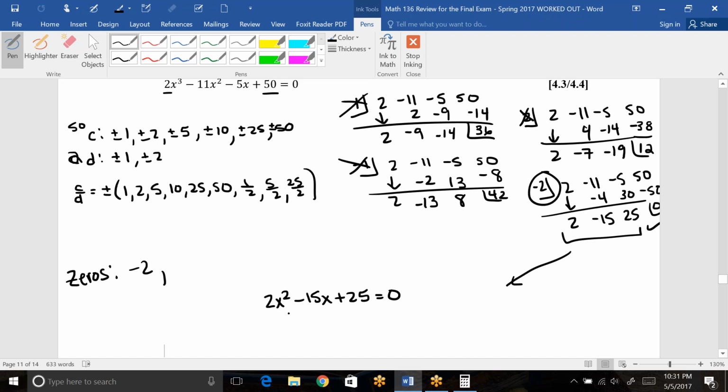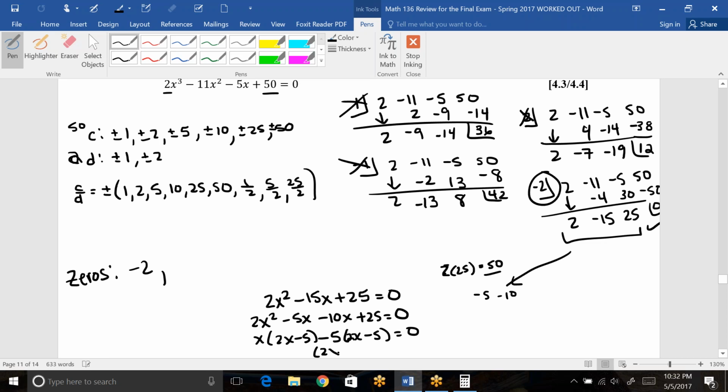If this factors, then you will be able to get the solutions right away. If not, you'll have to use quadratic formula. I believe this does factor because if you do 2 times 25, that would be 50. And 2 factors of 50 that have the same sign and add to negative 15 would be negative 5 and negative 10. So I'm going to be able to solve this by factor by grouping. So this pair has an x in common, that would be 2x minus 5. This pair has a negative 5 in common, so that would be 2x minus 5. So my factors are 2x minus 5 and x minus 5.